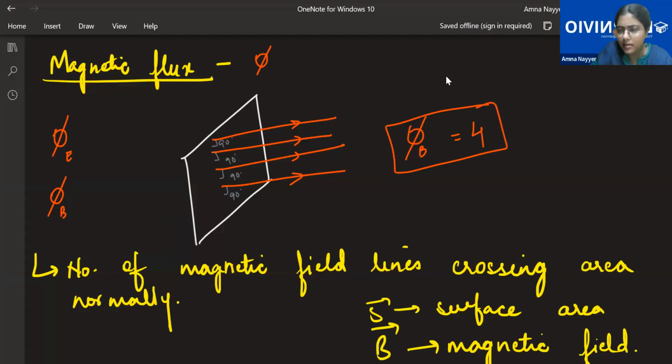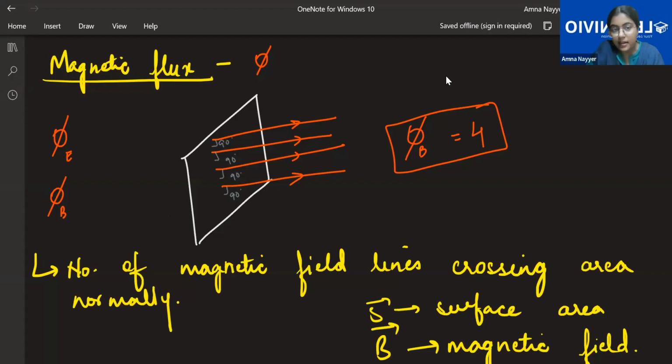So it's very easy to answer. These kinds of questions we have already done, right? The number of magnetic field lines crossing the area normally. When we say normally, that means perpendicularly. So the word normally has to be there, okay? If you're not writing that in your statement, then your answer will be wrong because the concept is completely wrong.